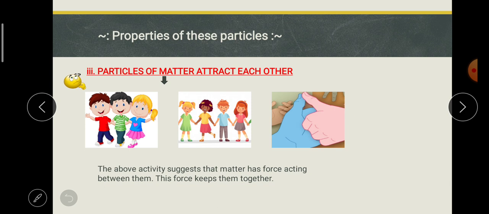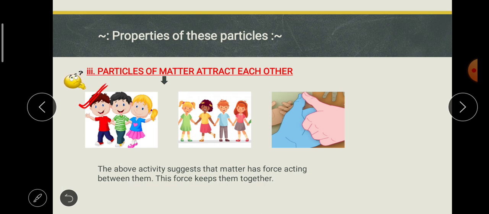Third property is particles of matter attract each other. It means a force of attraction is there between particles of matter. For this also we'll perform an activity. We'll make four groups of children. We'll ask first group's children to hold each other's waist, like in the picture we can see.